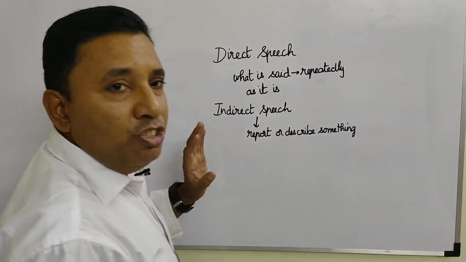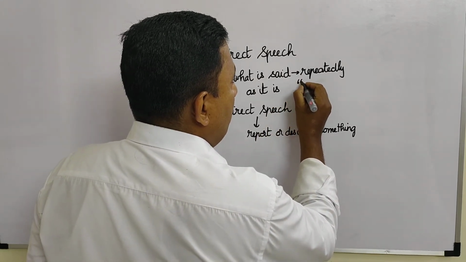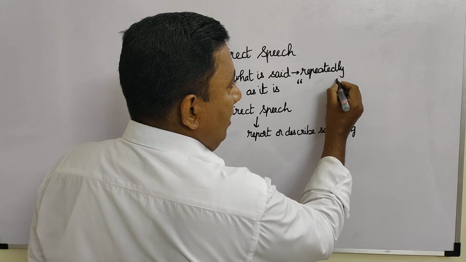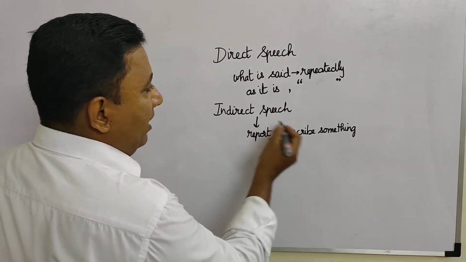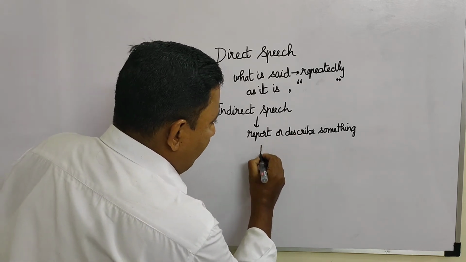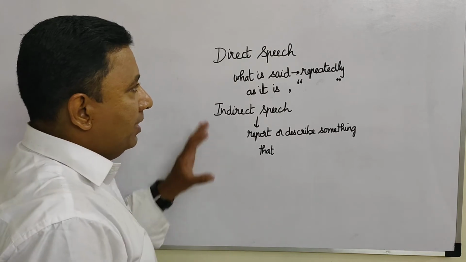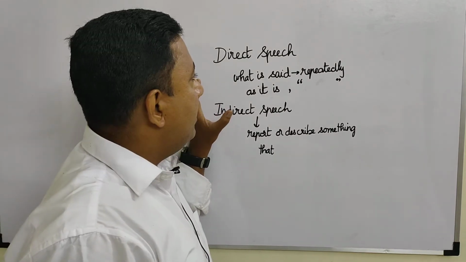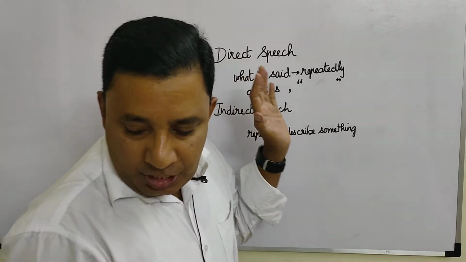For direct speech, you need to use open inverted commas and close inverted commas and a comma. For indirect speech, you have to use that. So this is the basic thing of what is direct speech and indirect speech.